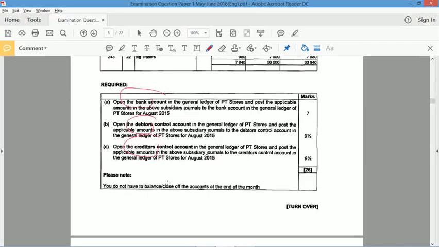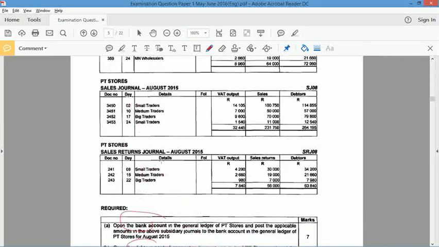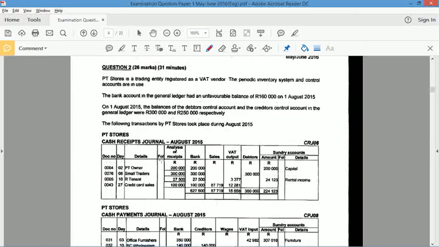You do not have to balance or close off the accounts. So you don't have to total up and balance, brought down, balance, carry down. I'm going to show you guys the balancing just so you know how to do it, but it wasn't specifically asked for. They said do not balance or close off the accounts. Alright, so all I need to do is go to each journal and think about what's happening in each column. So let's go right to the beginning.